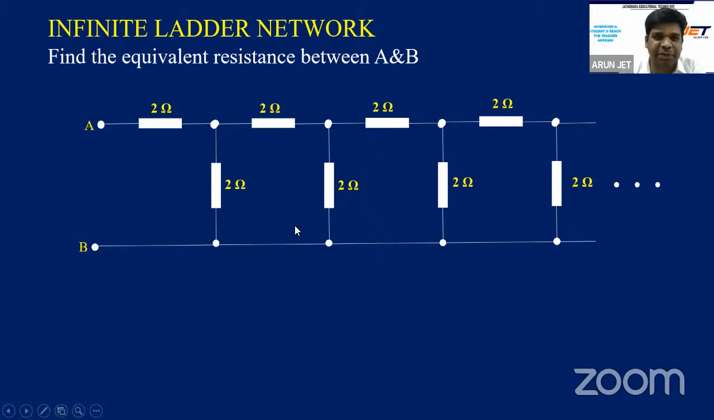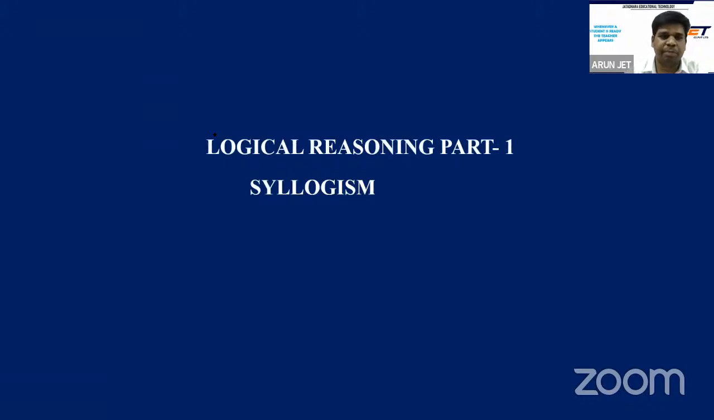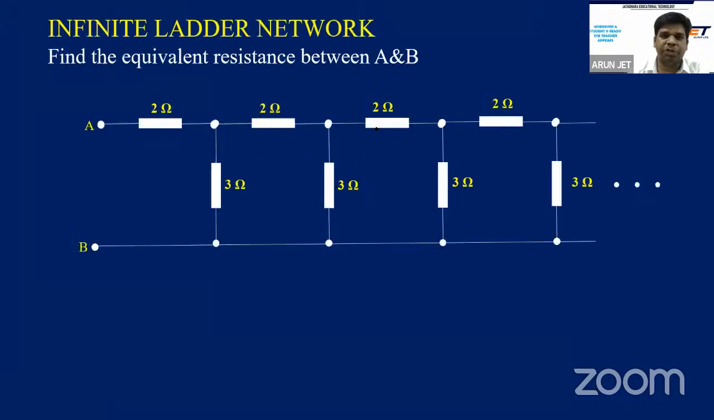Now there is yet another network, students. You put 2 and 2 in this case. In the next one, I'll use 2 and 3. One unit has got 2 and 3. That is, there are infinite such units. There is one 2 ohms, one 3 ohms: 2 ohms, 3 ohms, 2 ohms, 3 ohms, 2 ohms, 3 ohms, and so on till infinity. So an infinite ladder with two different resistances connected in this pattern.